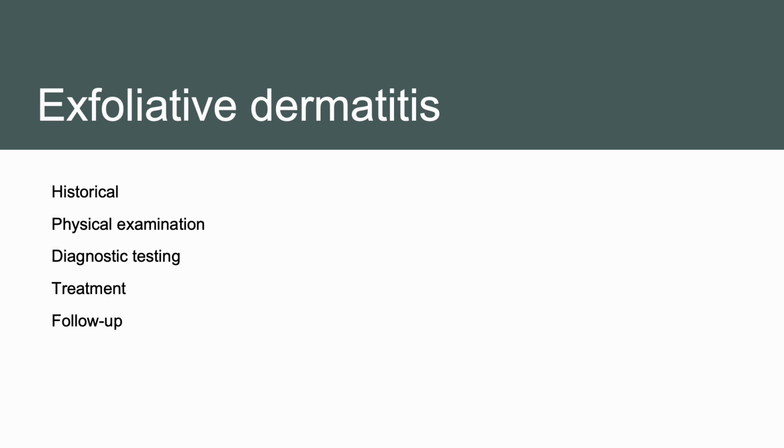For history, you want to obtain a history of medication exposure or underlying skin condition. Physical exam shows extensive skin involvement. This is often a clinical diagnosis, but skin biopsy can be performed if needed. Treatment, most important thing is to identify and treat the underlying cause, and then supportive care, emollients, and systemic steroids. Regular follow-up is extremely important to monitor improvement, and then it's very important to discuss with the patient the need to address the underlying condition.